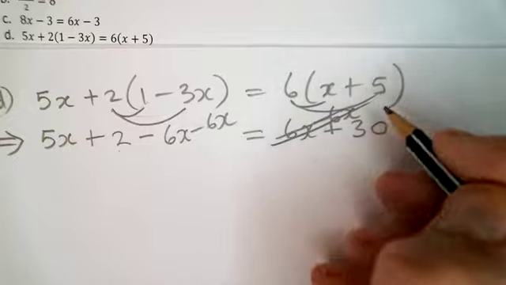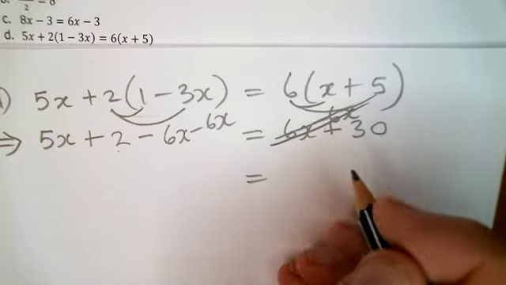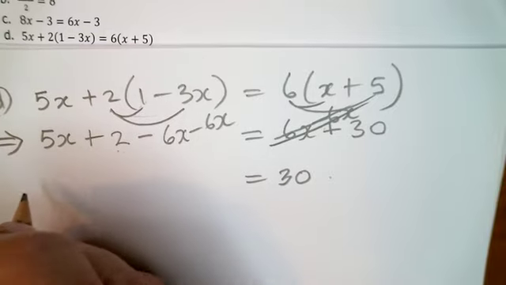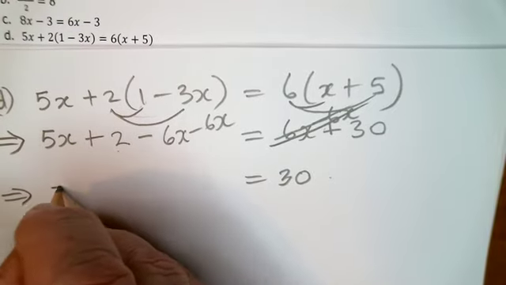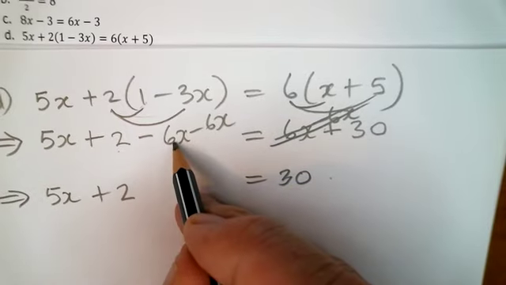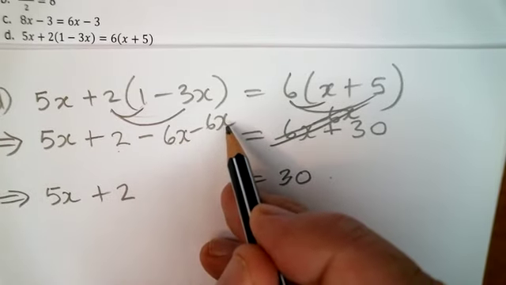Of course, 6x minus 6x is 0. So this leaves me with a 30 here. Now I've got a 5x on this side, and I've got a 5x here. I've still got my 2, and I've got a negative 6x and another negative 6x.